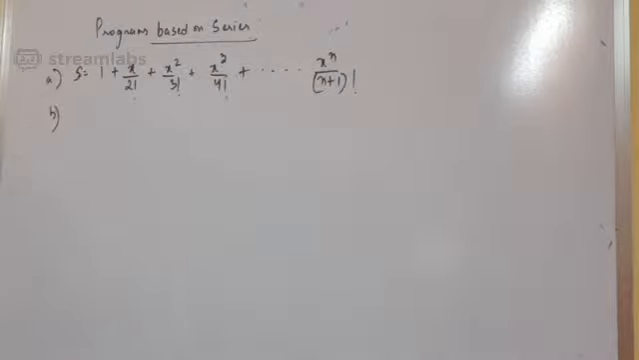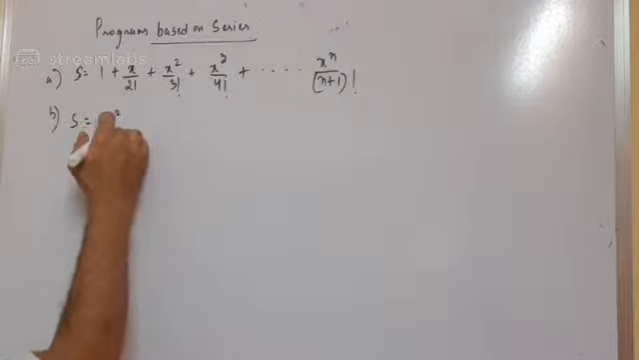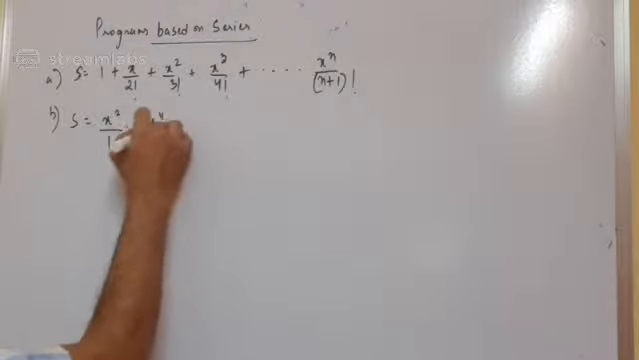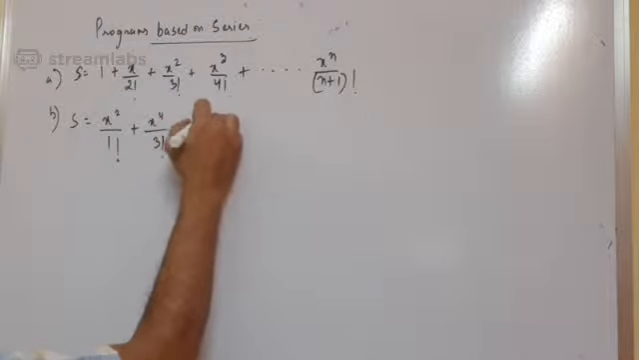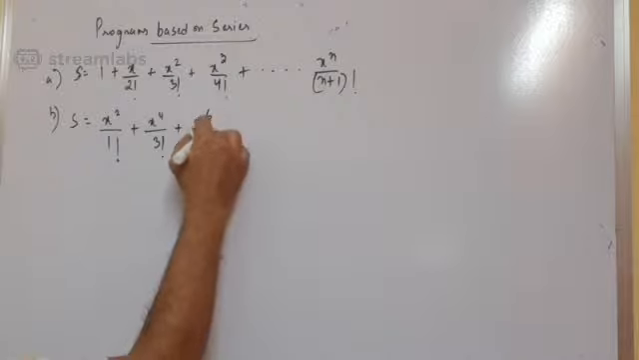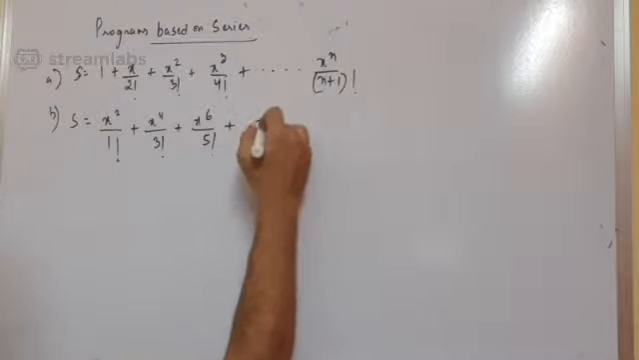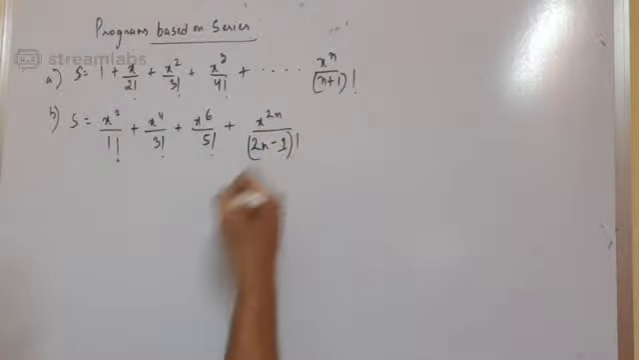The second one which you can give a try will be something like this. s equal to x square by 1 factorial plus x to the power 4 by 3 factorial plus x to the power 6 by 5 factorial, plus up to x to the power 2n by (2n minus 1) factorial.